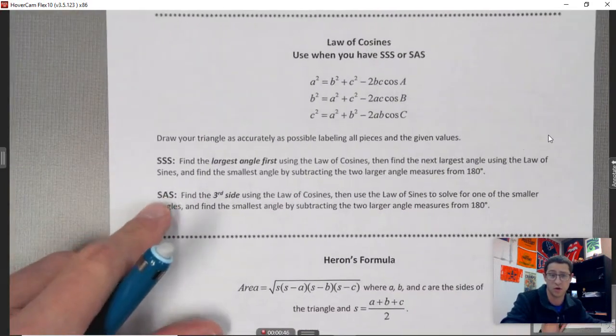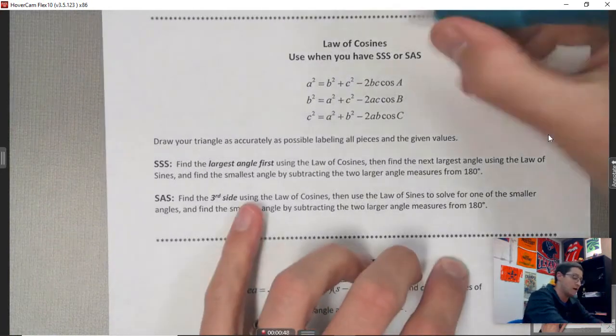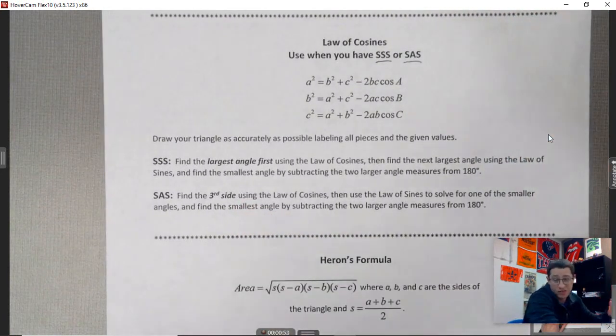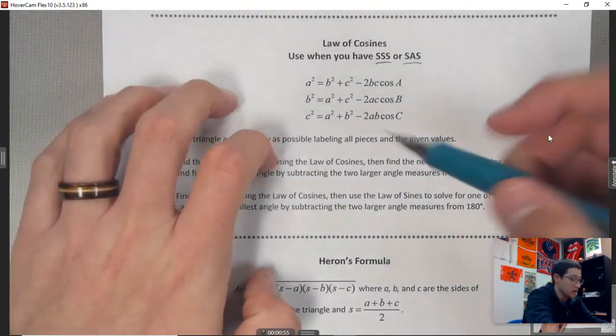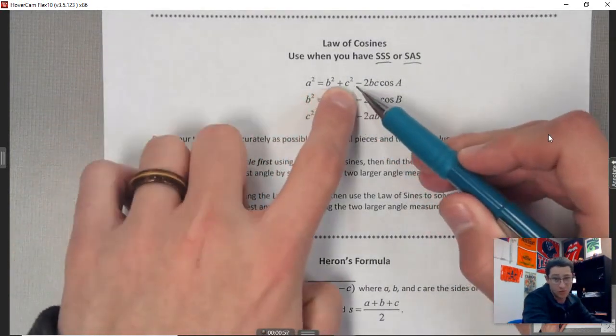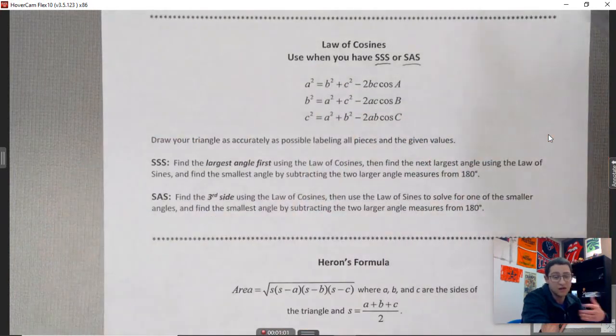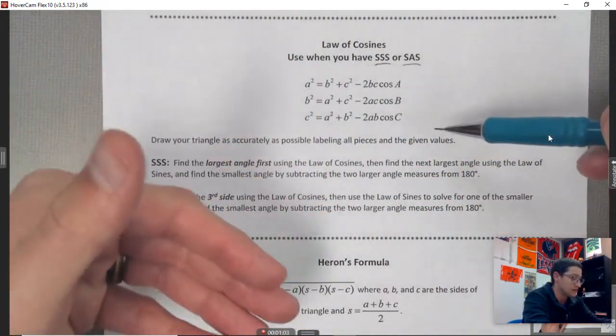Law of cosines, you're going to use it when you have side, side, side, or side, angle, side. There's actually three different equations here. You've got a squared is equal to b squared plus c squared minus 2bc times the cosine of A. And then you continue that same pattern.